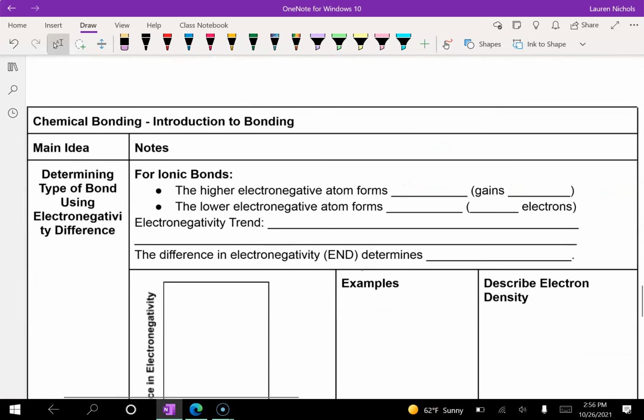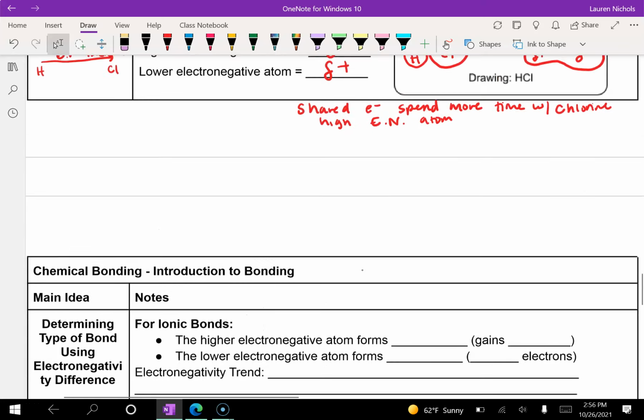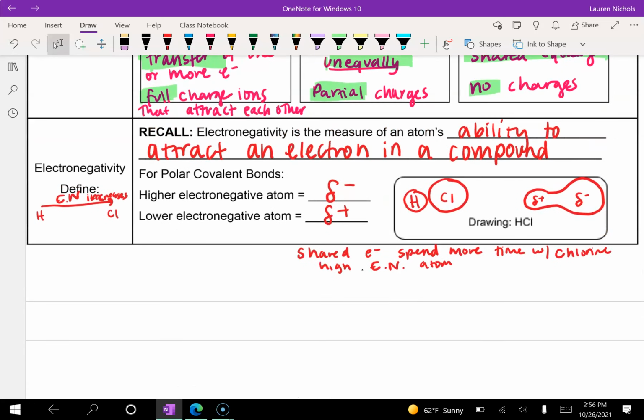Okay, so on the back of your notes, we're going to go into the different ways that you can determine whether something has an ionic bond, a polar covalent bond, or a nonpolar covalent bond. One of them is by using their electronegativity difference. So remember, electronegativity is the ability to attract an electron in a compound. It's a pattern on your periodic table that we learned.